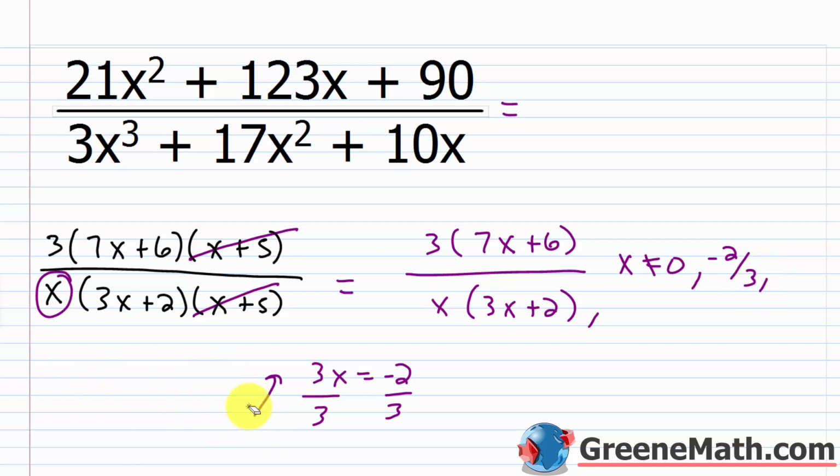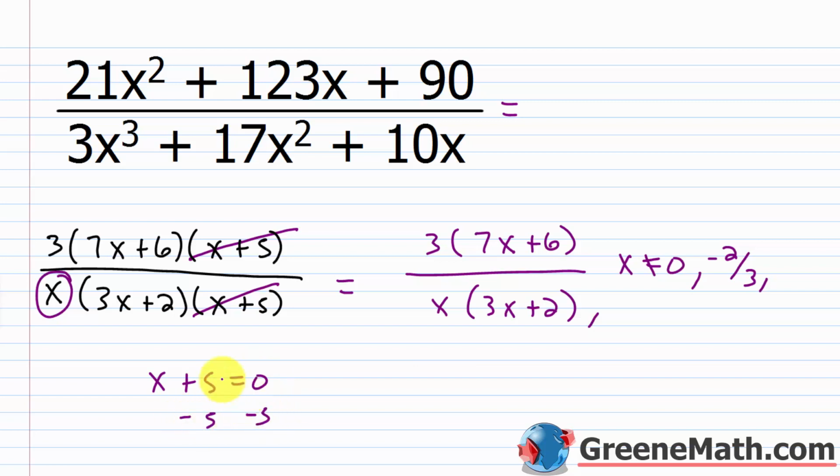And then lastly, you have x plus 5 here, which was canceled. Again, we lose that information in the simplified version. So x plus 5, if you set that equal to 0, we subtract 5 away from each side of the equation. You get x equals negative 5. So x also can't be negative 5. So 3 restricted values there. You have 0 that can't be in the domain, negative 2/3, and also negative 5.